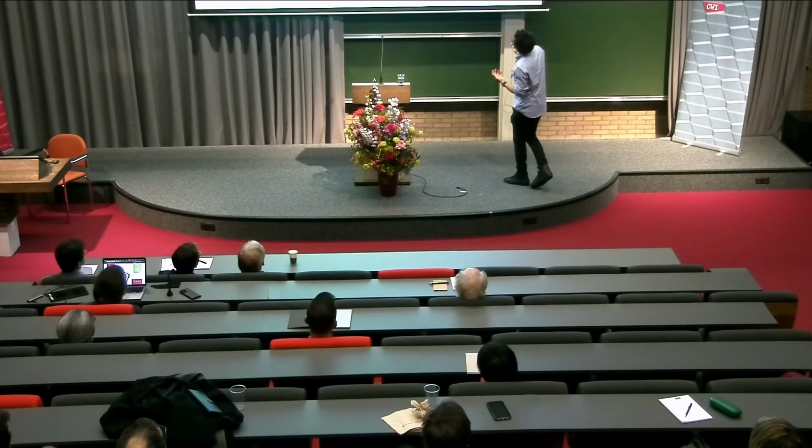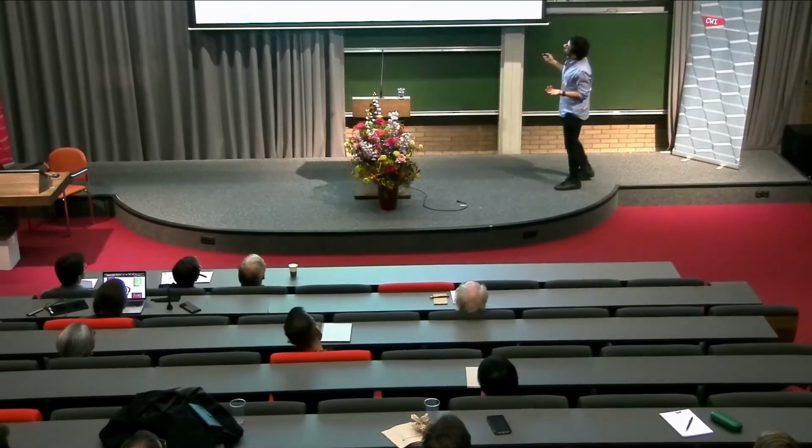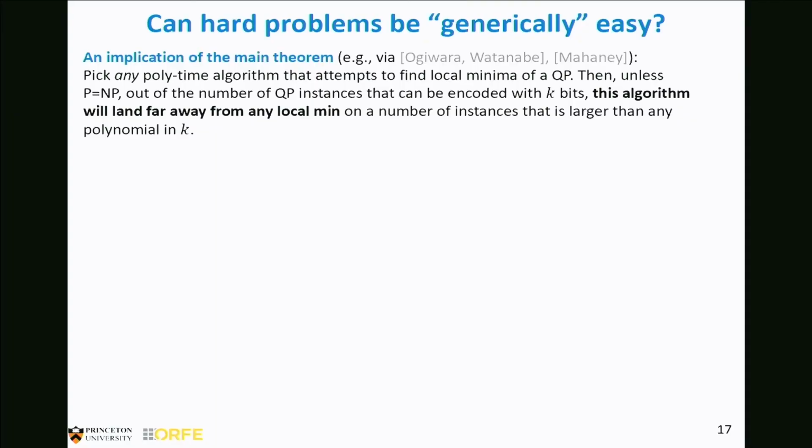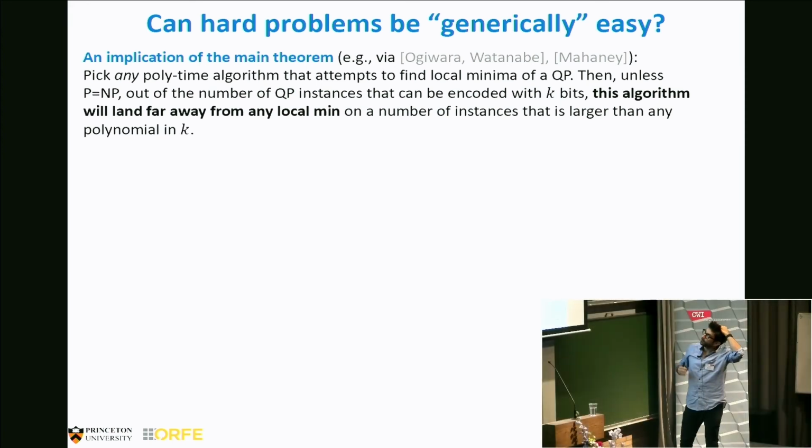Of all the 2 to the k instances, this algorithm must fail on a number of instances which is larger than any polynomial in k. So you cannot bound the hard instances by a polynomial. There will be some large super polynomial number of instances where your algorithm not only will not find the local min, but it will land exponentially far from any local min.